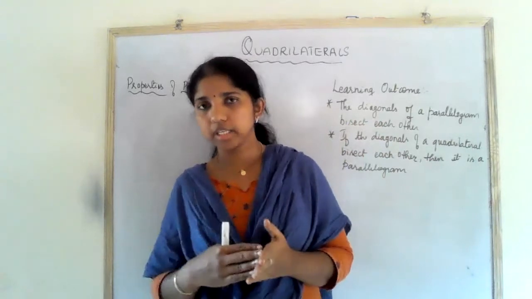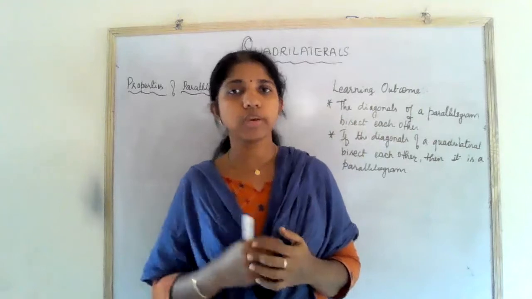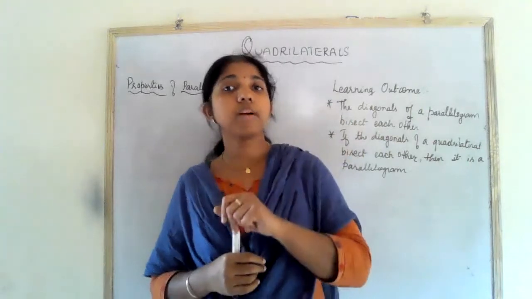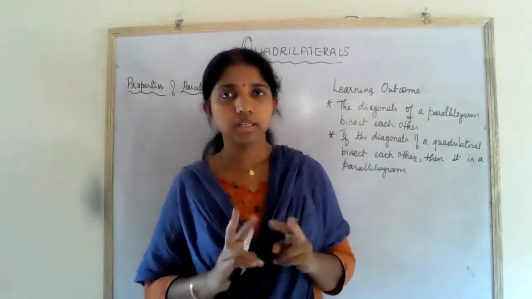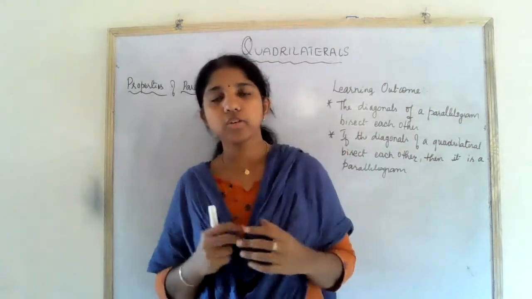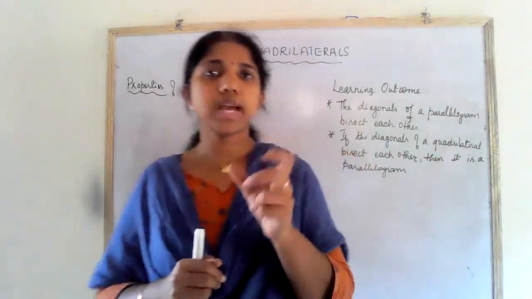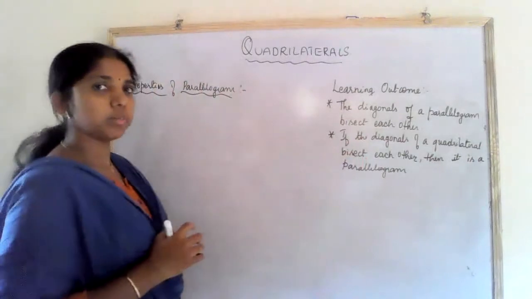What is meant by bisecting? Bisecting means dividing into two equal halves. So what is being divided here? The two diagonals are divided into two equal halves. So you have to know what the diagonals of a parallelogram are. Let's continue with the proof.